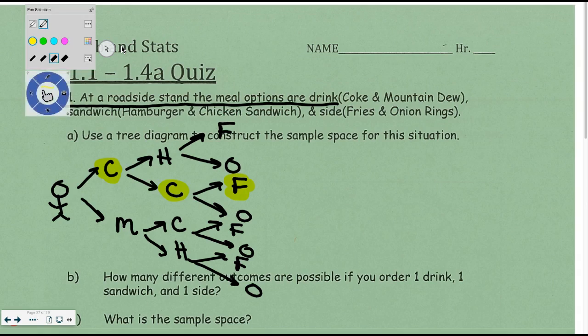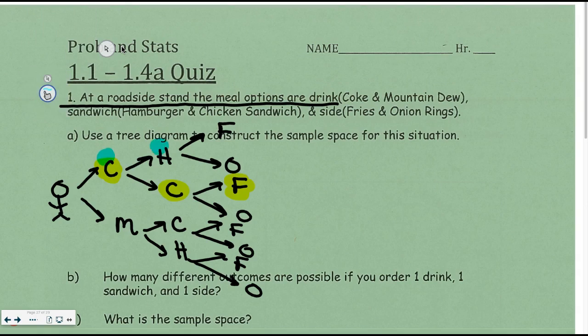But maybe Nick is like, no, I think I would go with a Coke, hamburger, and I do like onion rings. He would be this blue route. He's one other. Notice that's two different people making two different choices. When it asks how many, what you can actually do is just add up the leaves. 1, 2, 3, 4, 5, 6, 7, 8 on your tree diagram.